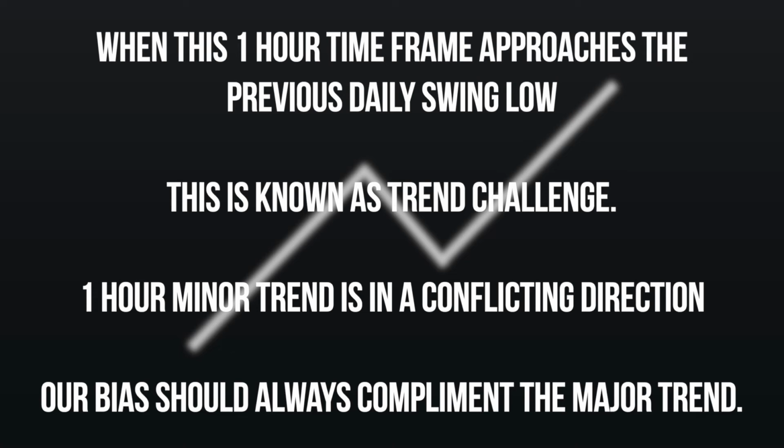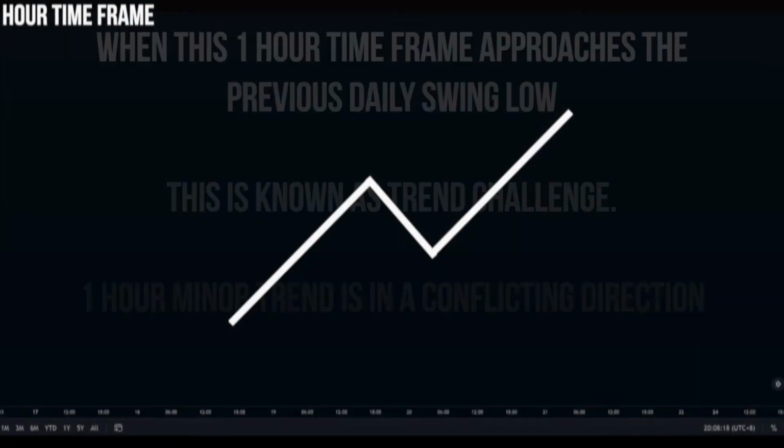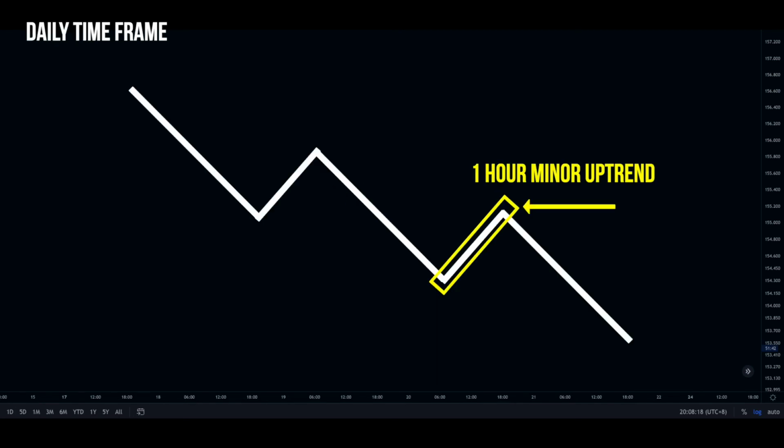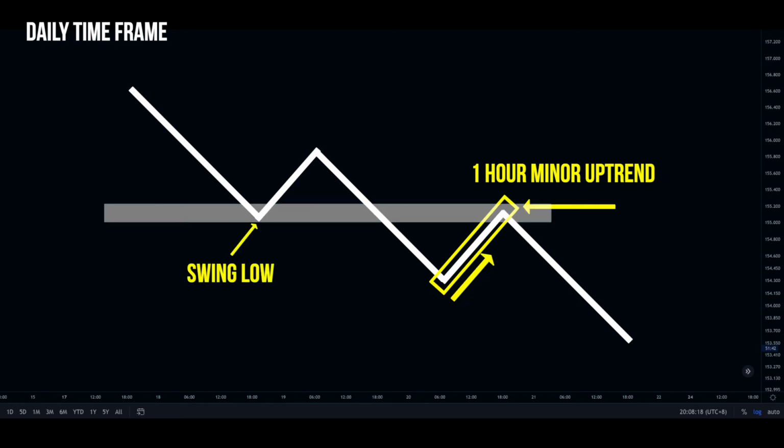Our bias should always complement the major trend. In fact, the 1 hour may appear to be in an uptrend, but in actuality, it's just a pullback of the major downtrend. If this is the case, we can expect the 1 hour minor trend to continue up until the swing low, before reversing to continue the downtrend.